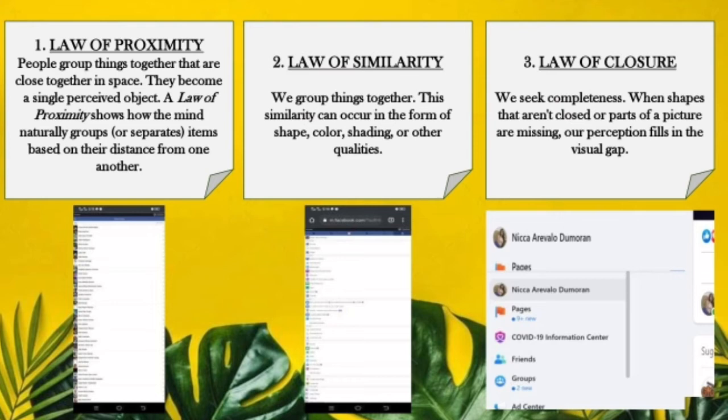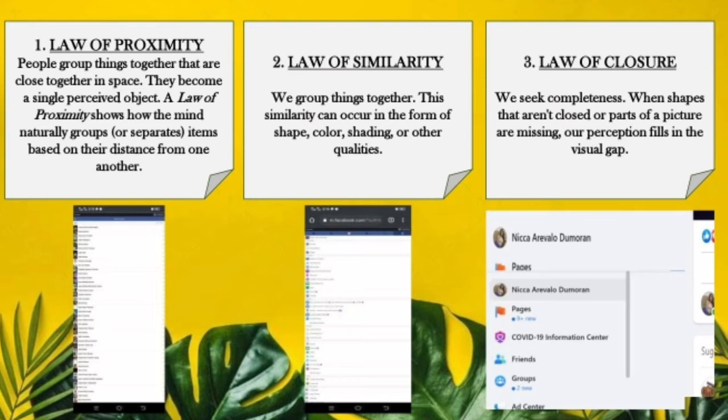Next is the law of similarity. It's just that we group things together, and it's the relation between similar elements. By this principle, we organize elements by size, shape, color, and more.